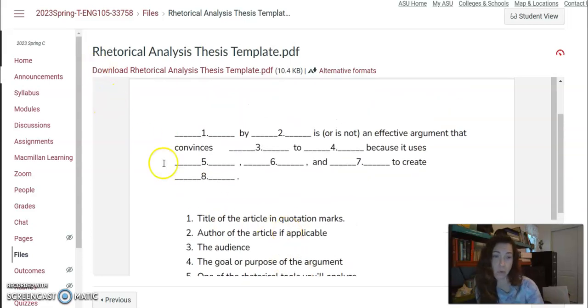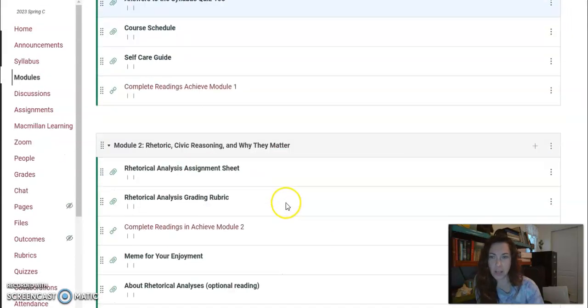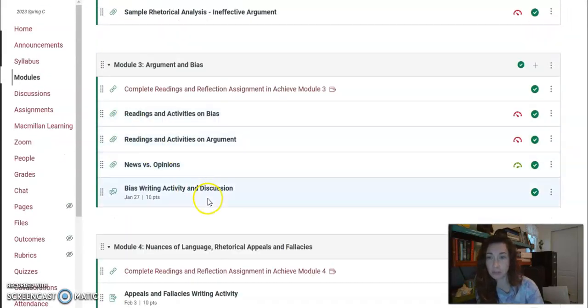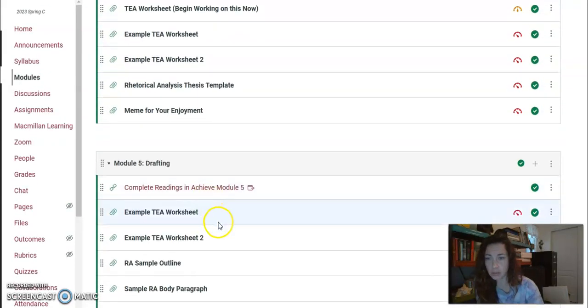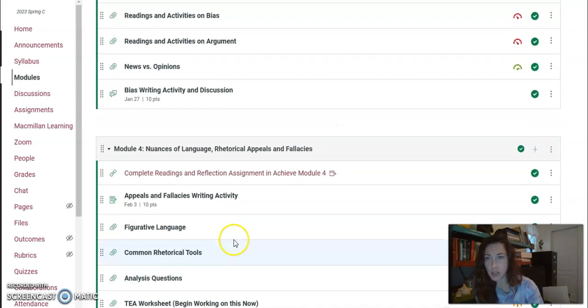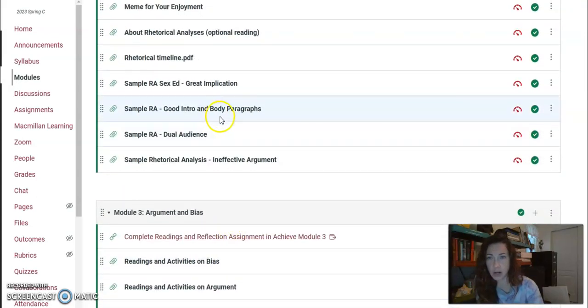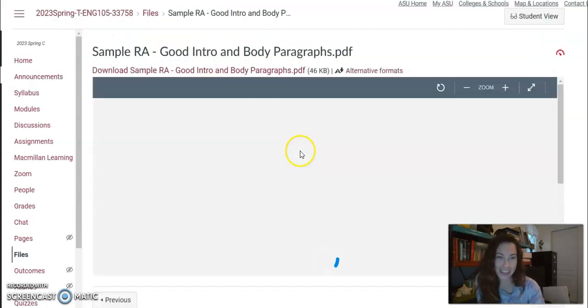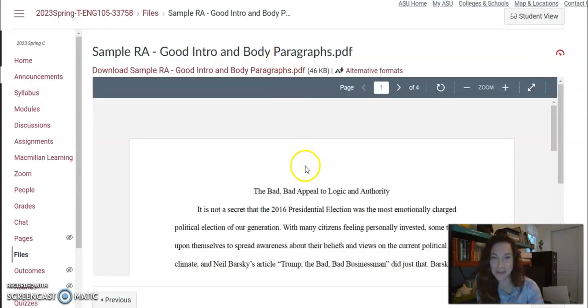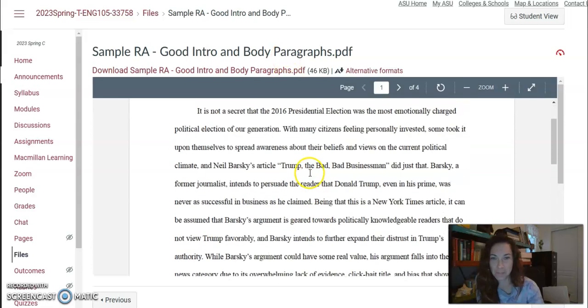And we're going to be talking more about organization, and there's actually a sample outline, I think. Yeah, sample outline right there. So I'm going to go to one of our RAs. This one says it has a good intro, so hopefully it has a good thesis. I'm going off memory here. All right.